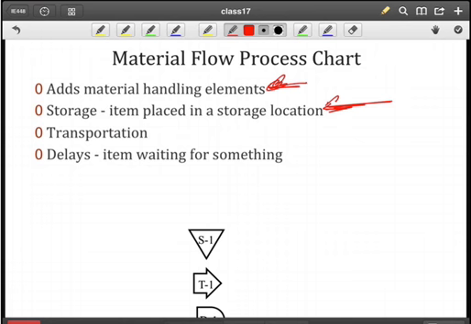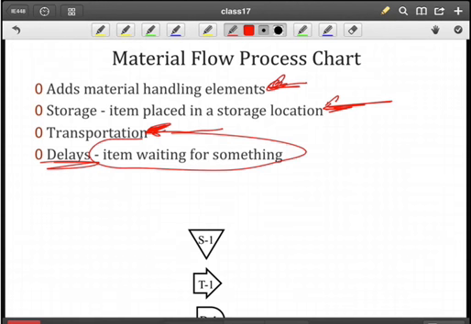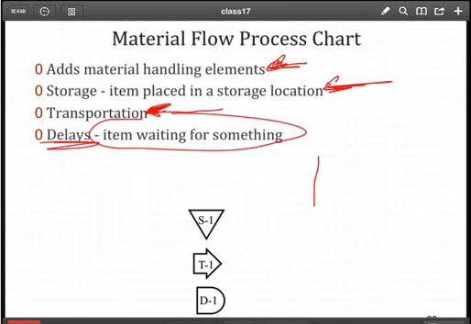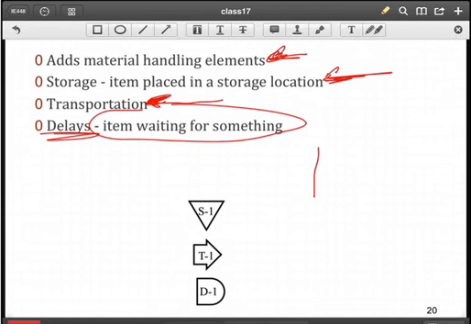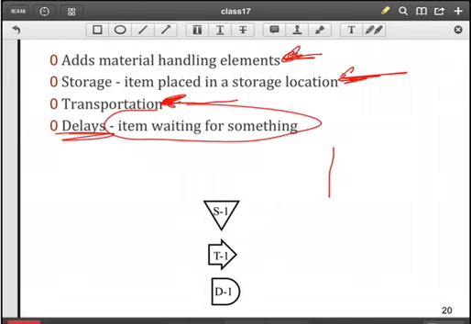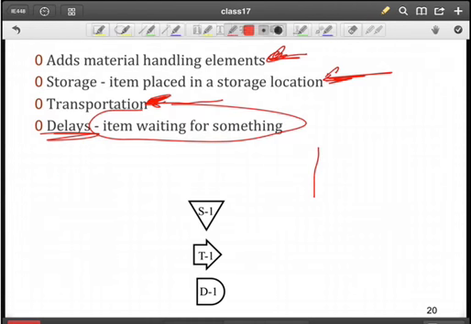In order to accommodate material handling, we're going to transfer or transport material. And sometimes we will have delays as the material flows. Typically, those delays are going to occur when you're waiting for something. The way we represent the material flow elements is, first of all, a storage is an upside down triangle here.